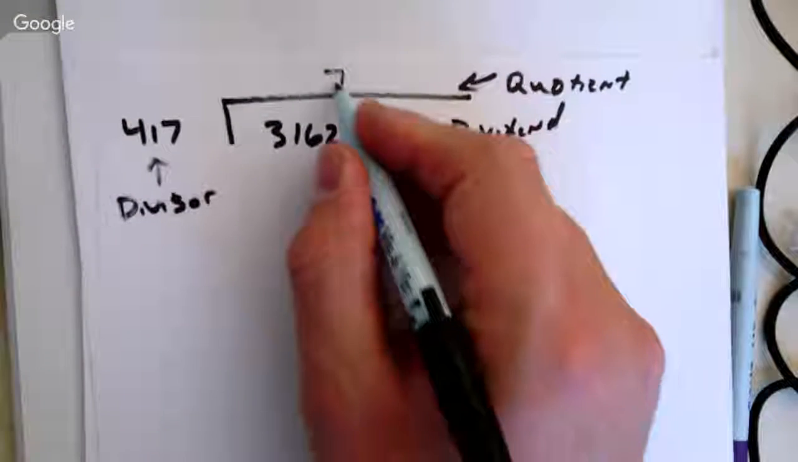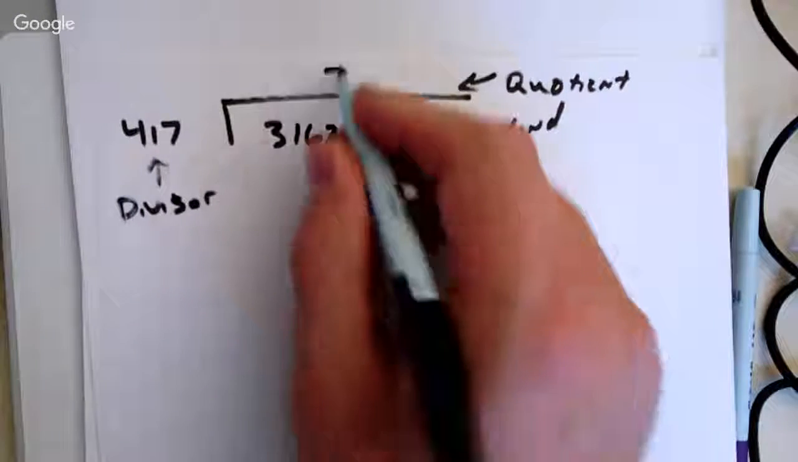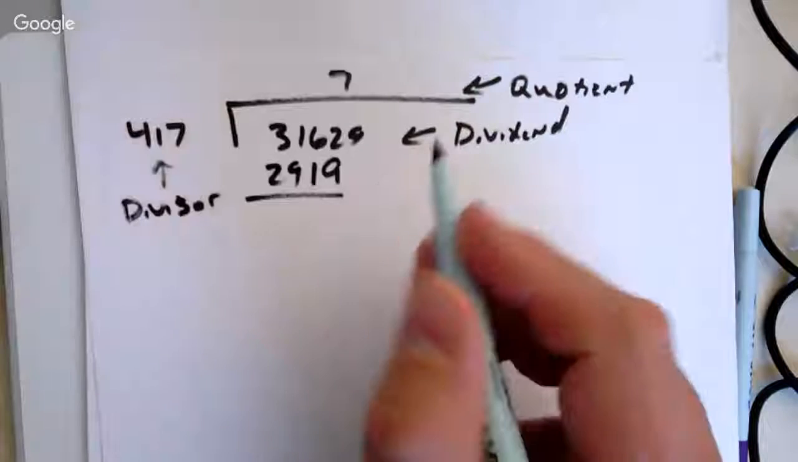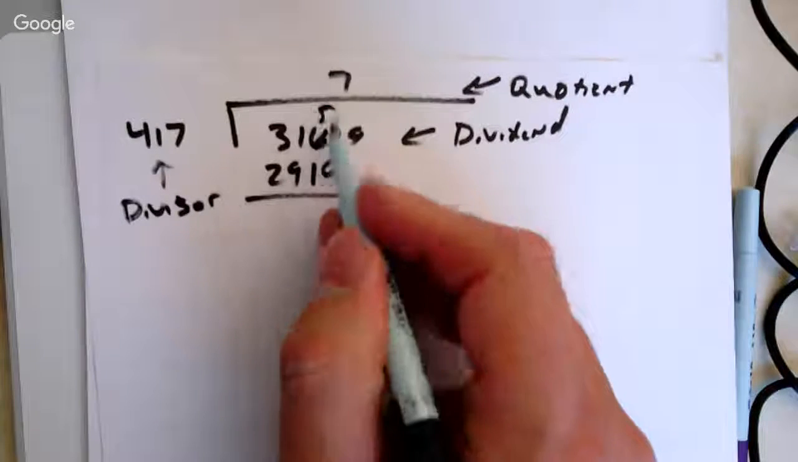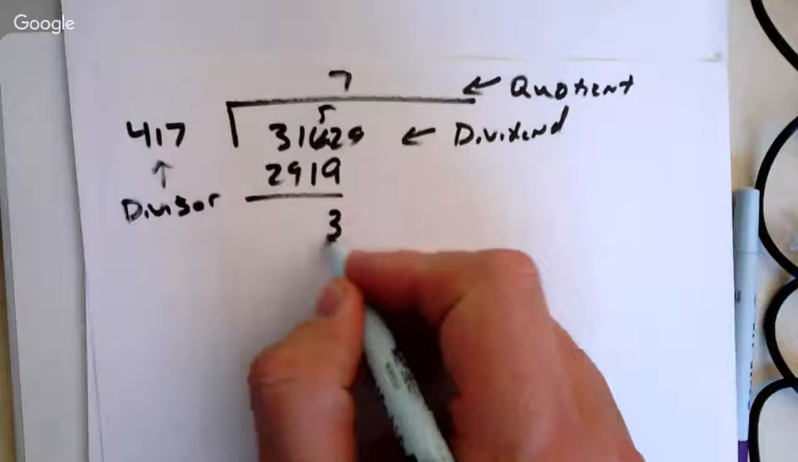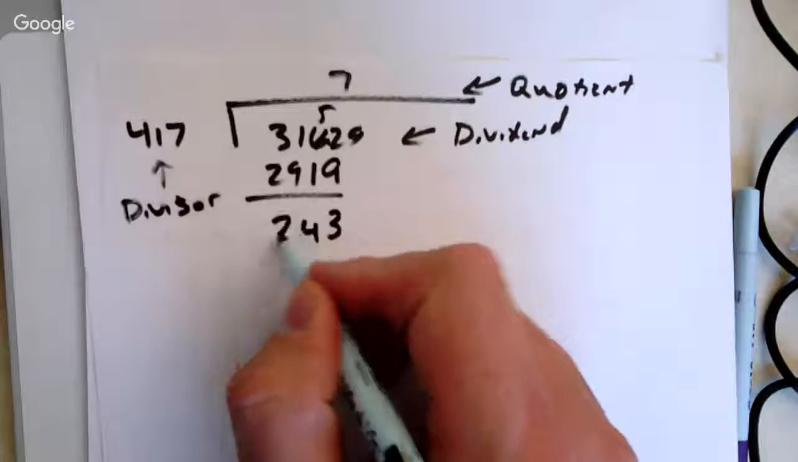Okay, so let's go through. 7 times that gives you a 9, carry a 4, gives you a 1, carry a 1, gives you a 29. Subtract those out. Oh, hashtag old school, got to borrow. 12 gives me a 3, gives me a 4, gives me a 2.